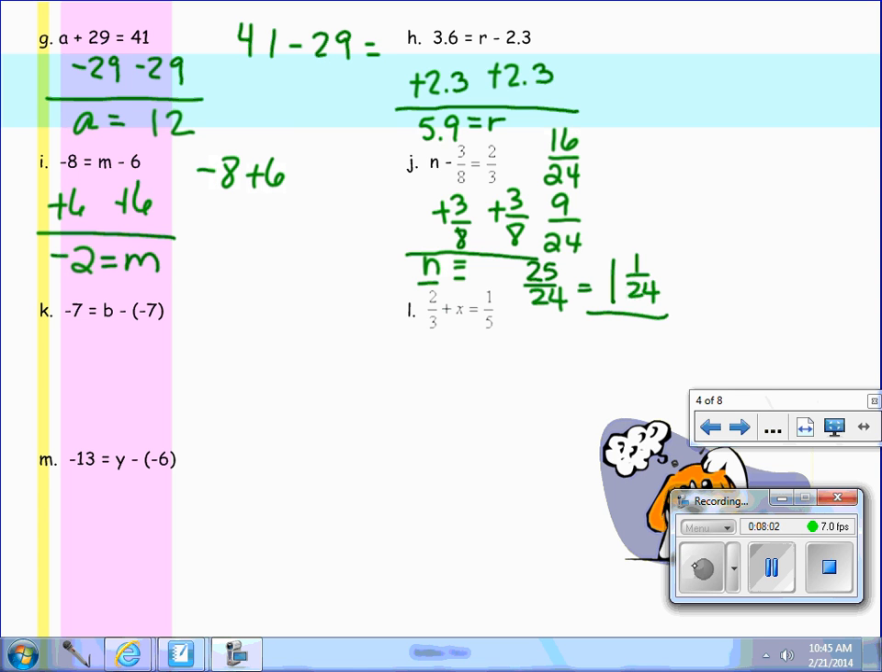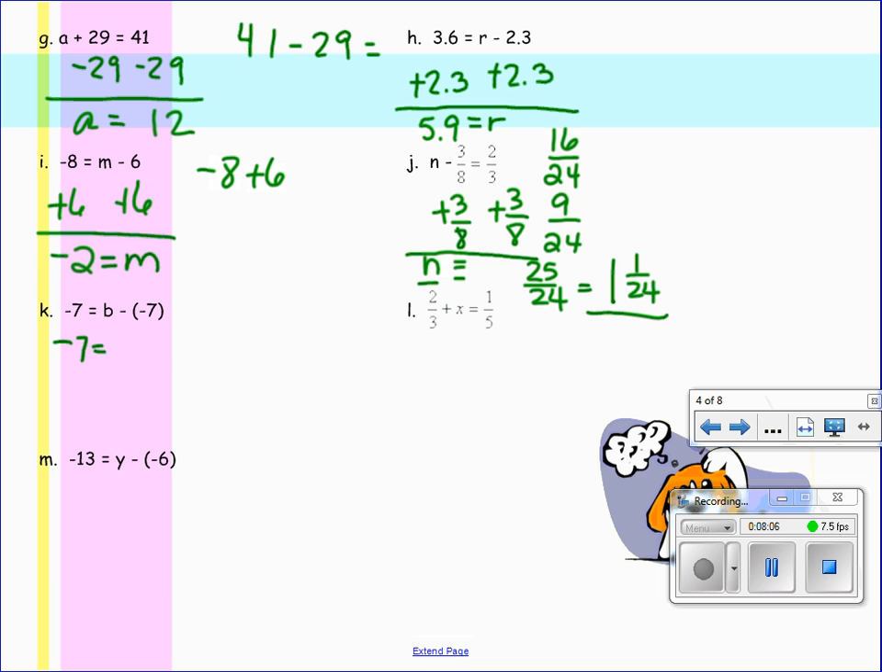Notice in K, I have a double negative. So I want to encourage you to rewrite this adding the opposite. Same with N. Adding the opposite. Rewrite it. So that will help you to determine what the inverse operation is going to be.